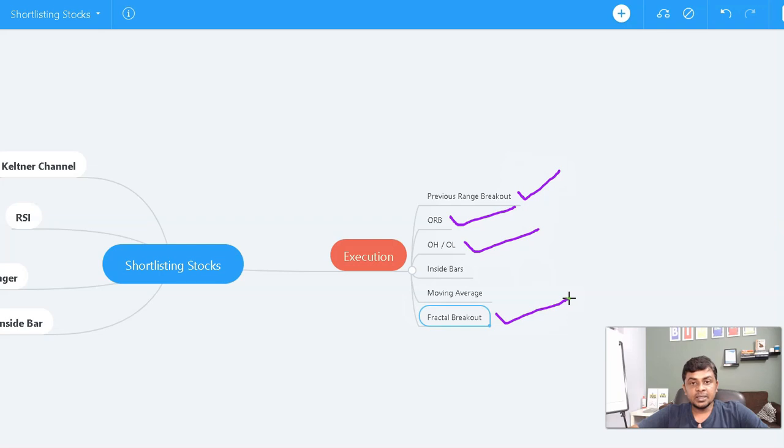The key here is being consistent. Consistency is the key. So be consistent with one particular method, master it, and keep doing it.